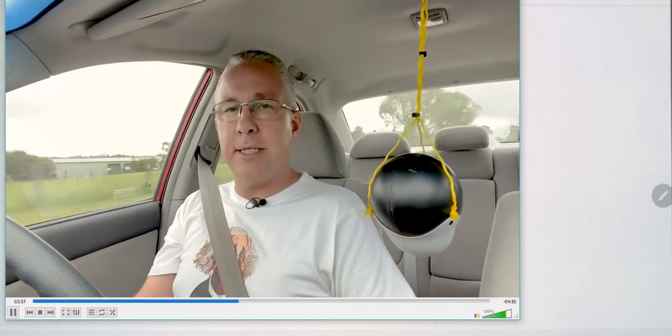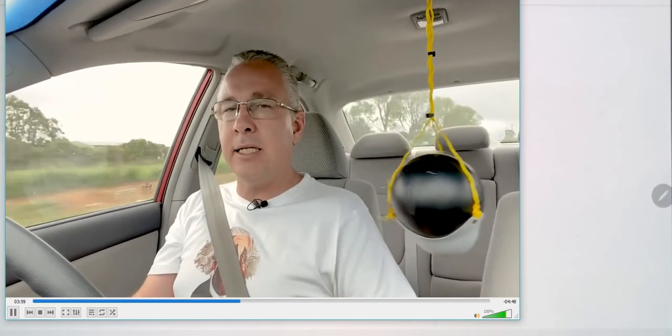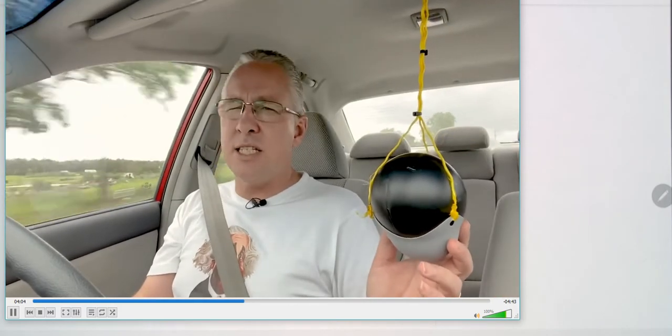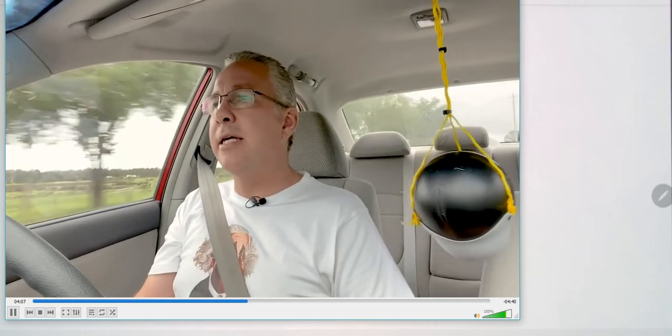And this is where the ball comes in. This ball is hanging down as I would expect it to in terms of a gravitational field. Yes, it's swinging a little bit because of the bumpiness of the road, but it's not behaving counterintuitively. It's behaving as I expected.